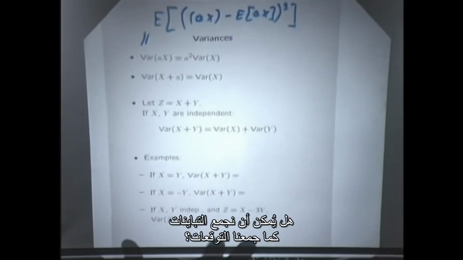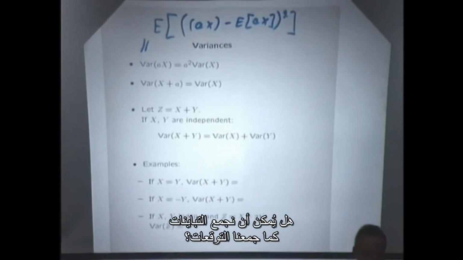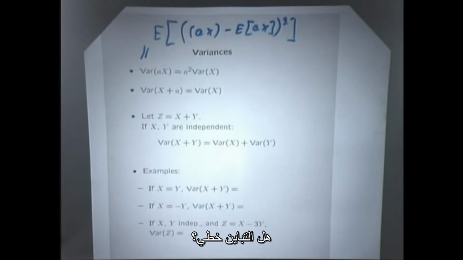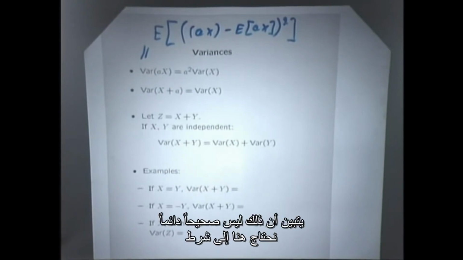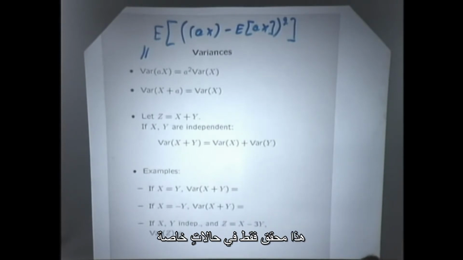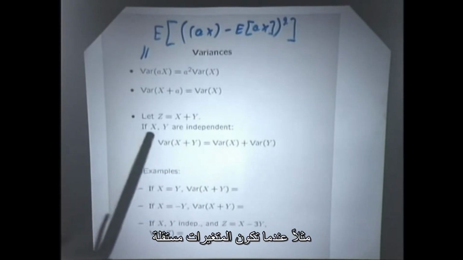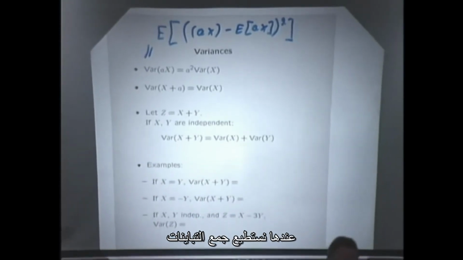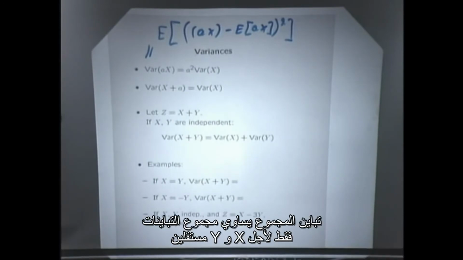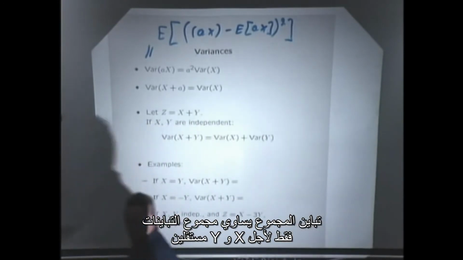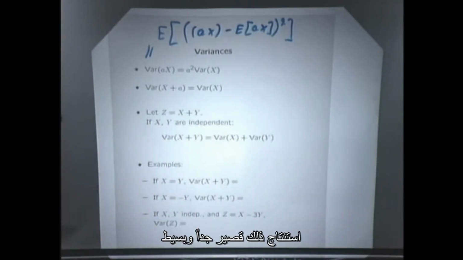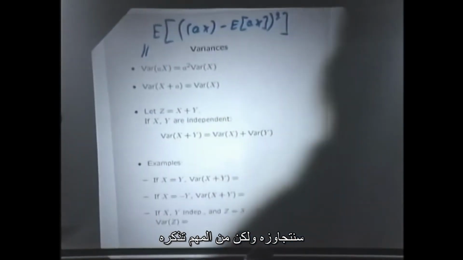Now, can you add variances the way we added expectations? Does variance behave linearly? It turns out that not always. Here, we need a condition. It's only in special cases, for example, when the two random variables are independent, that you can add variances. The variance of the sum is the sum of the variances if x and y are independent. The derivation of this is, again, very short and simple. We'll skip it, but it's an important fact to remember.